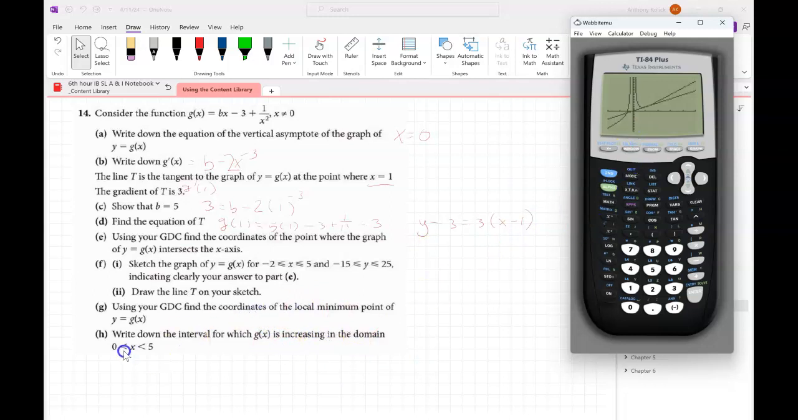So on 0 to 5, where is g of x increasing? Well, it's from the x-coordinate of the minimum all the way up to 5, right? I can just look at the graph and see it. Don't even need to use the derivative if I don't want to.